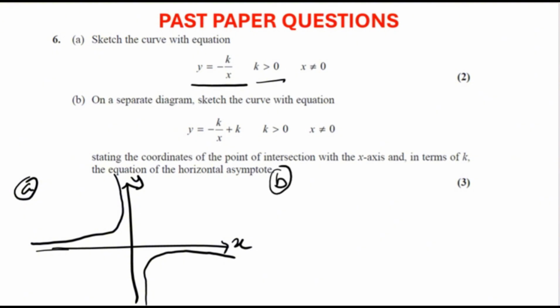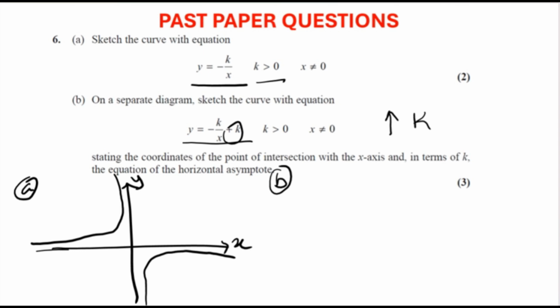For question B, on a separate diagram, sketch the curve with equation minus k over x plus k. So the same, but we have a plus k. Now plus k is a transformation, or we can say a translation of the graph in the up direction by k. We will do the transformation of graphs in the next video.